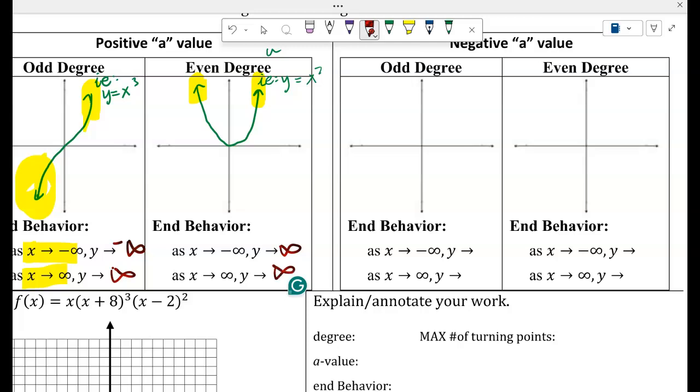So up and up. Now, what happens when you have an odd degree and A is negative? For example, what if I give you y equals negative x? Isn't that the slope of negative 1? So negative slope goes like this. So when x is on the left side, y is up. But when x is on the right side, y is going down. So that's a negative infinity.